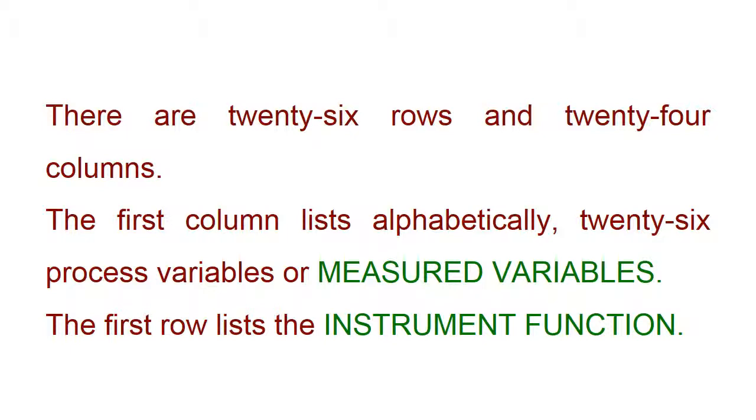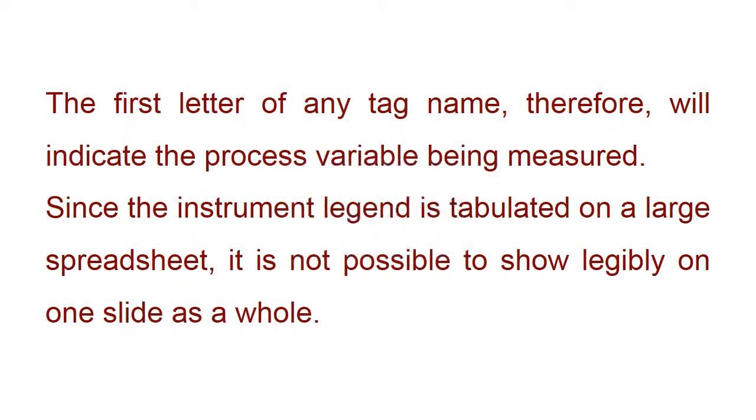There are 26 rows and 24 columns. The first column lists alphabetically 26 process variables or measured variables. The first row lists the instrument function. The first letter of any tag name, therefore, will indicate the process variable being measured.